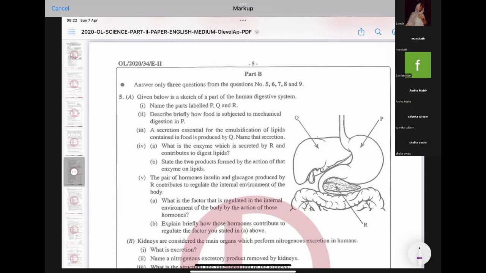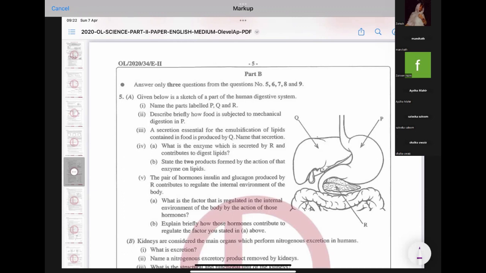Given below is a sketch of a part of the human digestive system. Name the parts labelled P, Q, and R. What is P? Stomach. Q? Liver. R? Pancreas. Exactly. Brilliant. That's it.